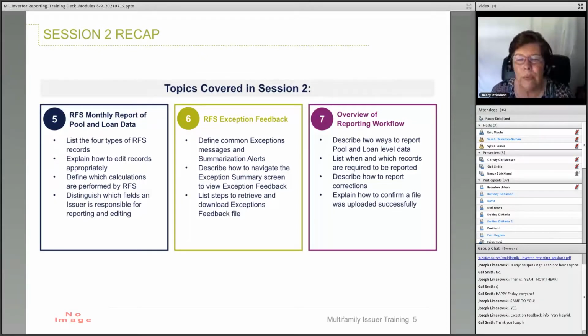On Wednesday's session, we reviewed the 4 types of file layouts: pool, loan, sensitive, and various. We discussed how to edit or correct the records, and we went over calculations performed by RFS and noted which fields the issuers were to report the data. We viewed exception feedback and navigation to the different access points. We also reviewed downloading files and stated that the preferred method to retrieve exception feedback was through the download method. We reviewed the different types of file submissions and if the files were accepted or rejected.